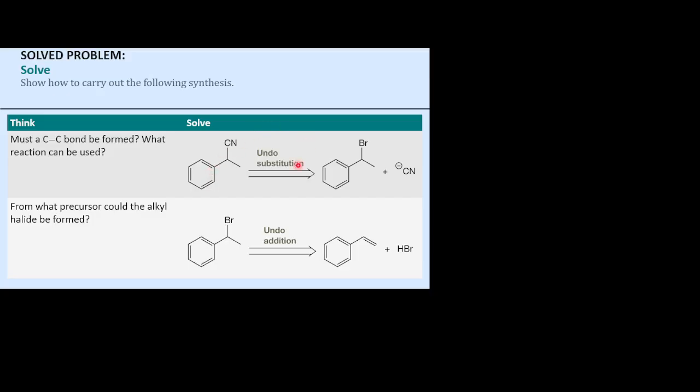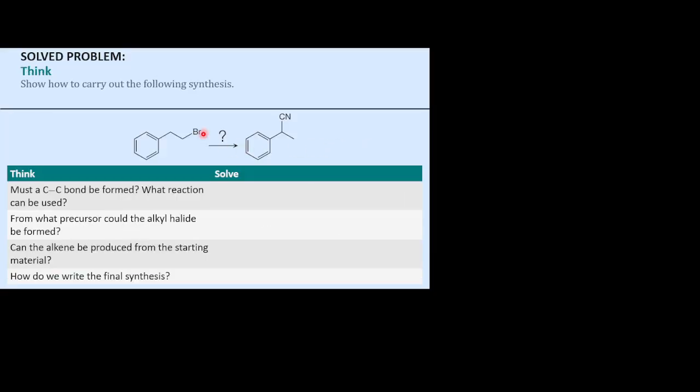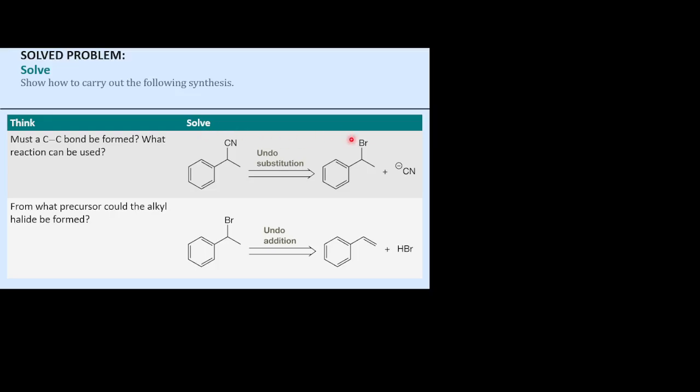So undo substitution, right? I don't care which. We don't have to specify yet. And so we have a bromide here. That's a good leaving group. Does the bromide have anything to do with bromide here? No, not really. Okay. It's just convenient.